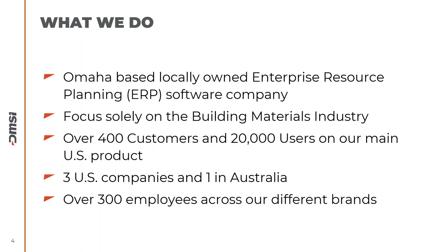We focus solely on the building products industry, which we consider as roofing, siding, drywall, doors, windows, hardwood lumber, and softwood lumber. We have over 400 customers and over 20,000 users on our main Agility US product. Overall, we have 3 US companies and 1 in Australia, and over 300 employees across all of our different companies that are under the DMSi brand.